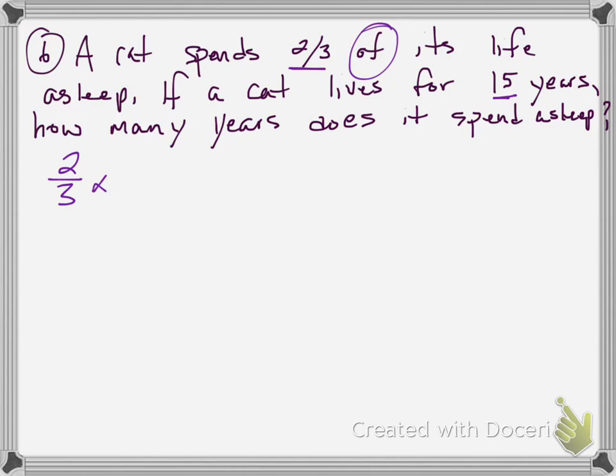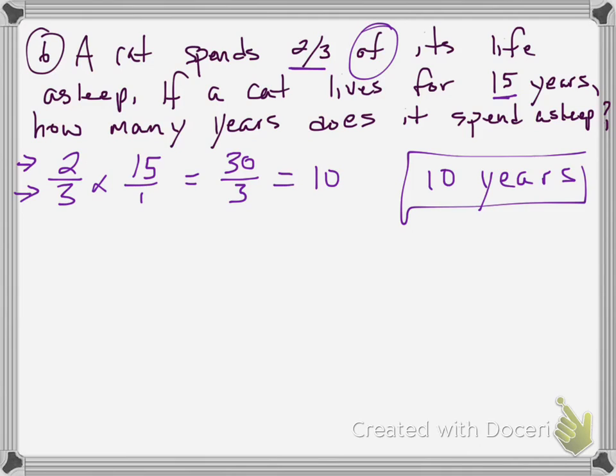So 2/3 times 15. Anytime we have a whole number like 15, we can always put that over 1. And then once we do that, multiplying fractions, we just multiply straight across. 2 times 15 is 30. 3 times 1 is 3. So there's your correct answer, 30 over 3. But this is a fraction larger than 1, so we can reduce. How many times would 3 go into 30, and it would go in a perfect 10 times. So our final answer would be 10 years.